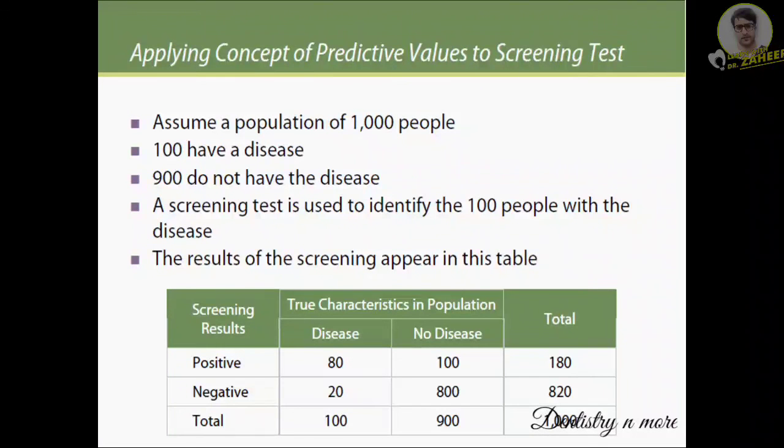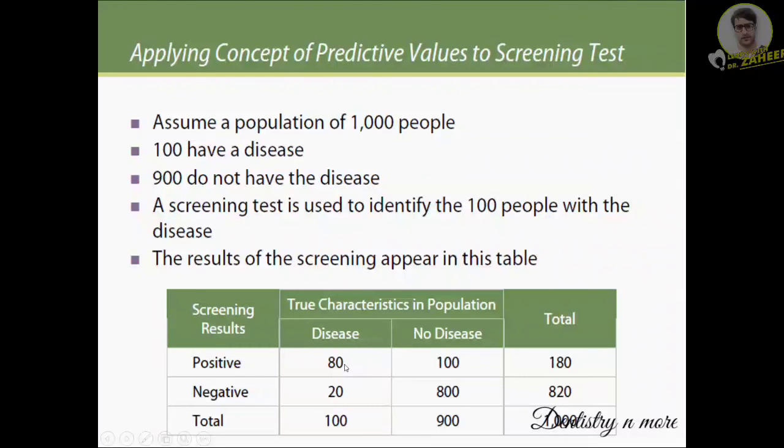Now let's take an example where the total population is 1000. Out of them 100 have the disease, 900 do not have the disease. Okay, so we have done a test in which 80 have given positives. So 20 are negative. This is the test result. Okay, actually 100 have the disease.